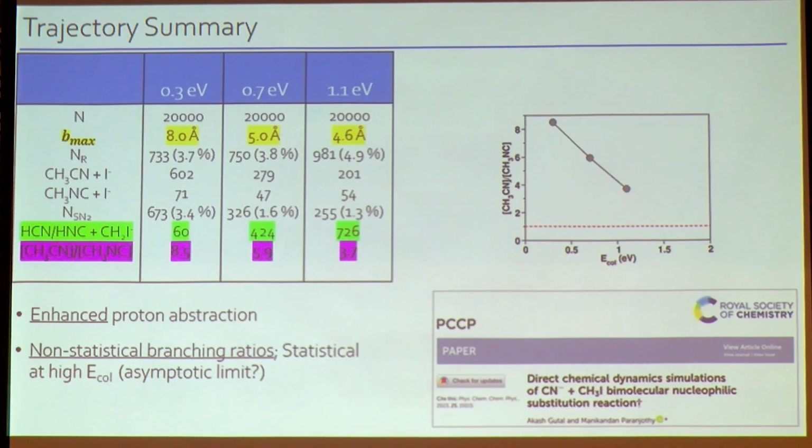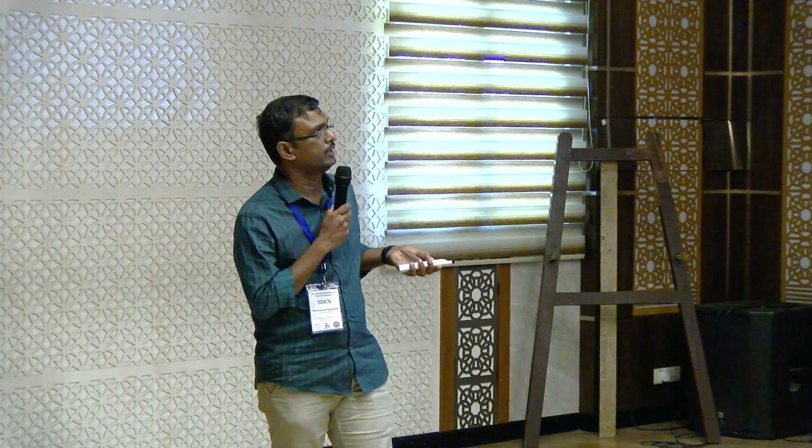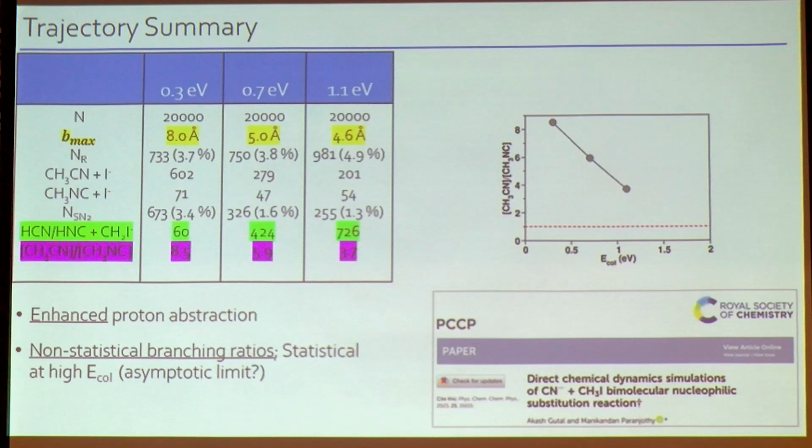And we went ahead and calculated properties from the trajectories. We computed the product branching ratio CH3CN to CH3NC. As you can see, it's deviating from 1. It's 8.5, 5.9, and 3.7 in favor of the CH3CN isomer. But we found an interesting trend: as a function of collision energy, the branching ratio falls, and it seems that when you have enough collision energy, it will reach the asymptotic limit. So the behavior is something like that. The other problem we found in the simulation is the overestimation of the hydrogen transfer trajectories.